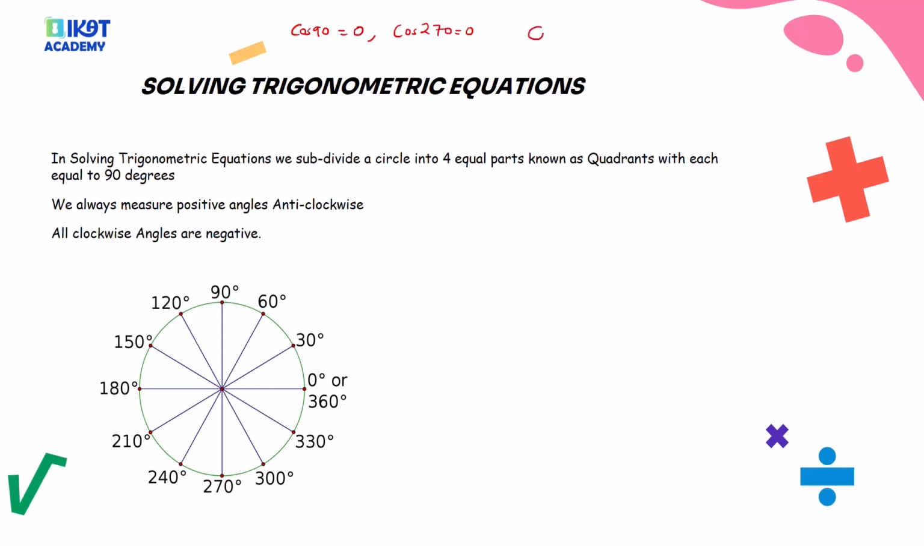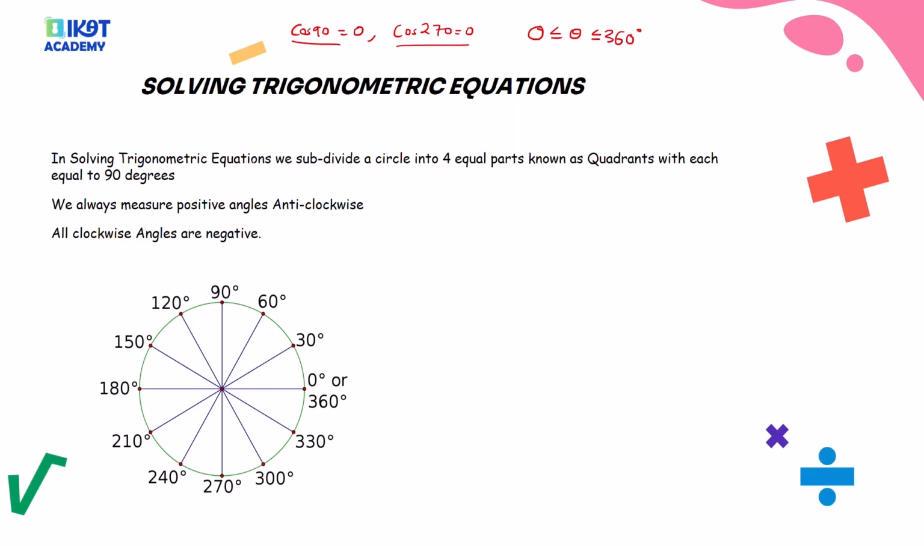So maybe they can say solve this equation, but the value of theta is between 0 and maybe 360. So they limit you. I'm trying to tell you that usually it's more than one answer when you're solving trigonometric equations. So that's why they give you a range. Now let's look at what we're supposed to cover.